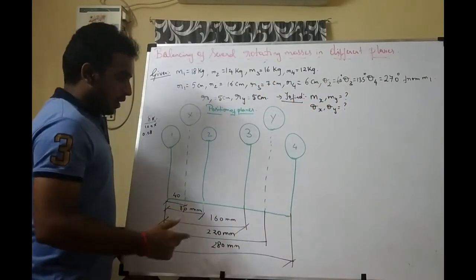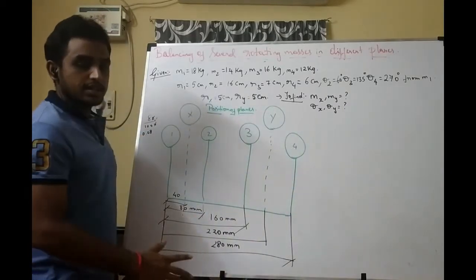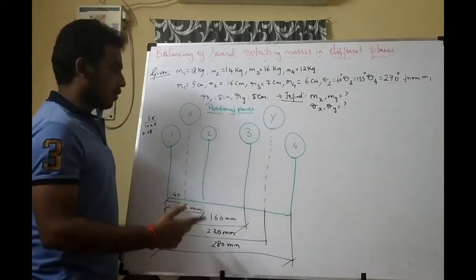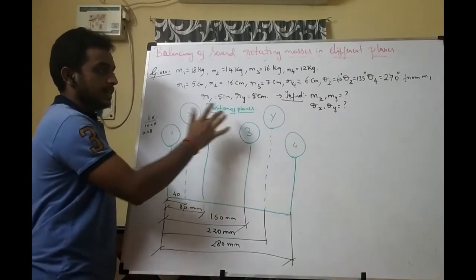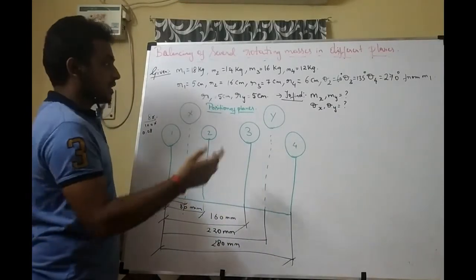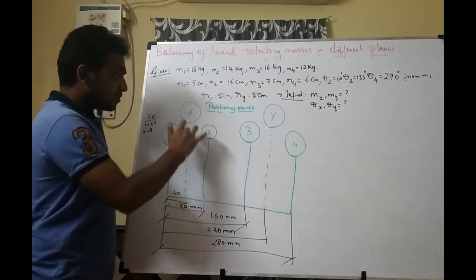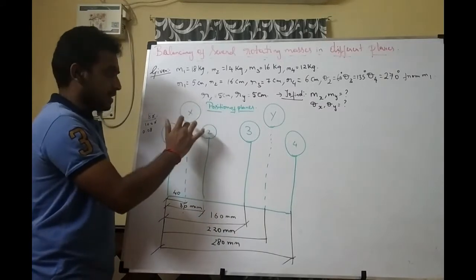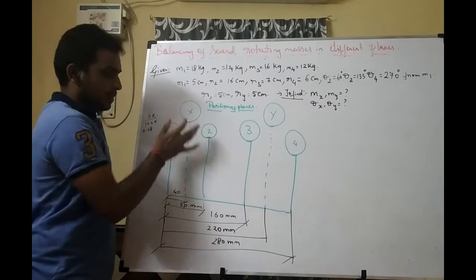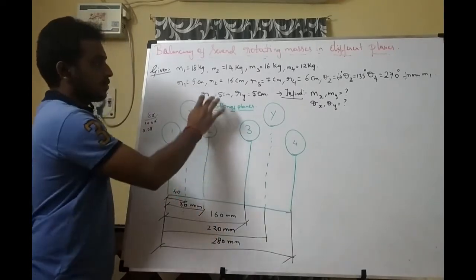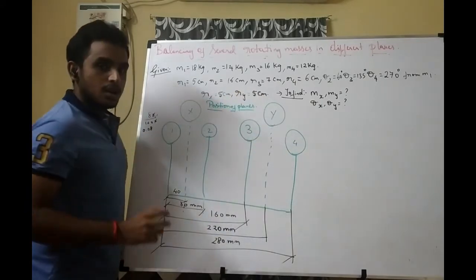Okay. And then in order to bring this total system into a dynamically balanced condition, they are saying we bring two masses, which I have taken here as X and Y, at a radial distance of 5 centimeter. That is, both balancing masses, Mx and My, are going to be at 5 centimeter from the center of the shaft. That is, Rx is equal to 5 centimeter and Ry is equal to 5 centimeter.